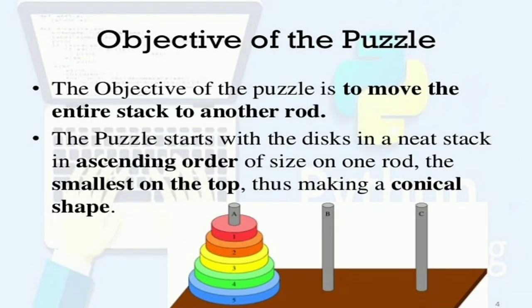Next, the objective of the puzzle. The objective of the puzzle is to move the entire stack to another rod. The puzzle starts with the disks in a neat stack in ascending order of size on one rod, the smallest on the top, thus making a conical shape.